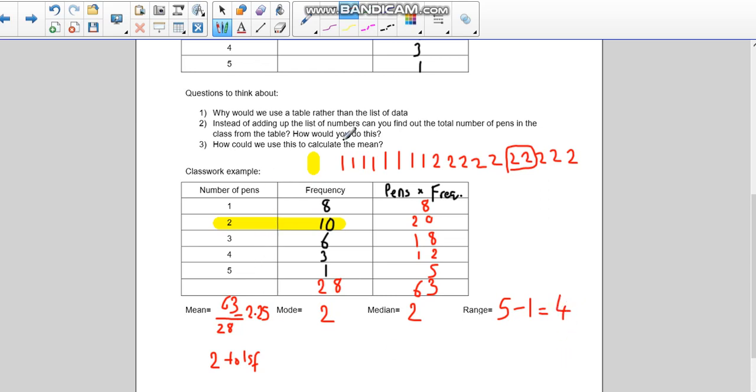Okay, so get your table filled in either on your worksheet or copy this into your book. Okay, we've done mean, mode, median, and range from a table.